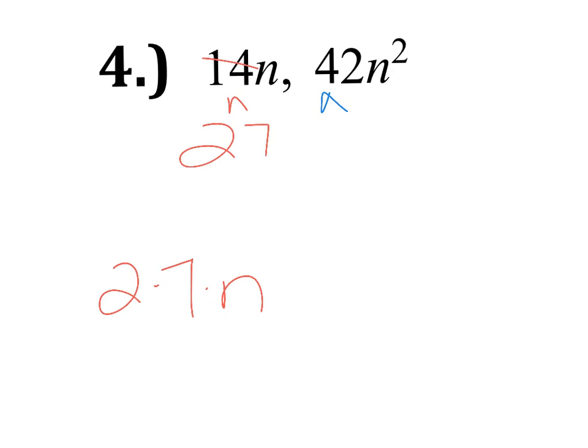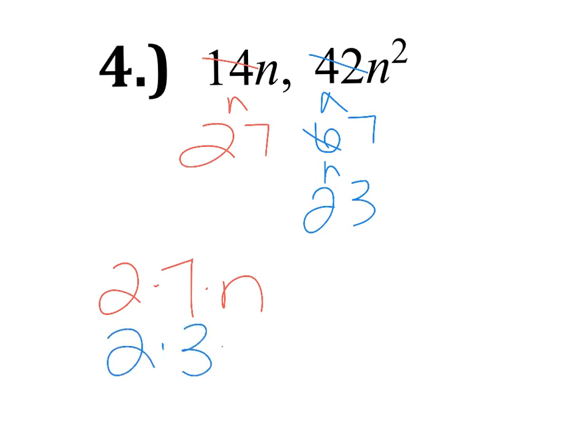42, couple of options. I'm going to do 6 and 7. So I'm going to cross 42 out. 6 breaks down to 2 times 3. So I'm going to cross my 6 out. 7 is prime. So 42 becomes 2 times 3, which is 6, times 7, times n, and n because it's n squared.